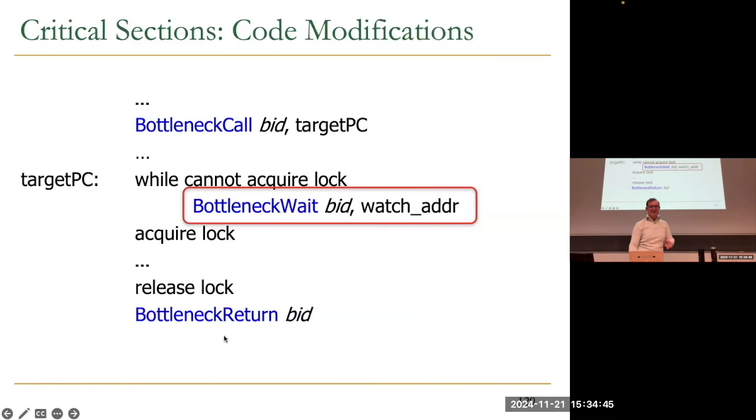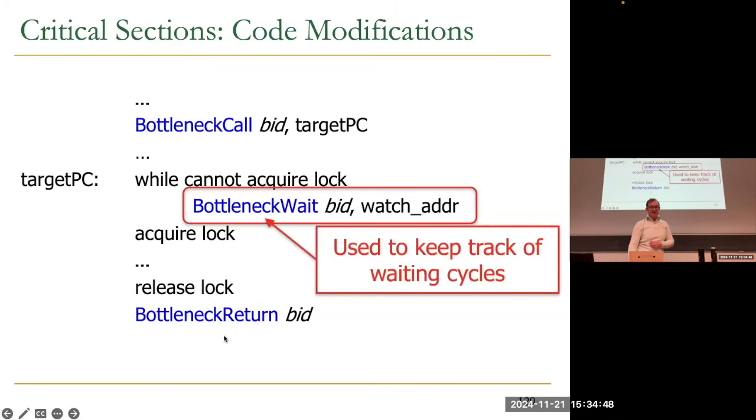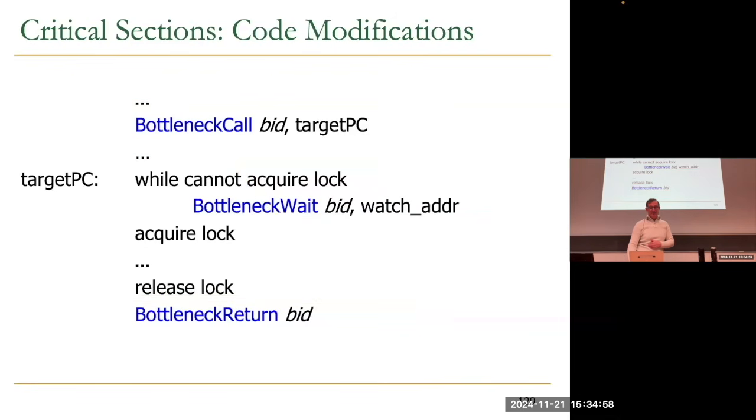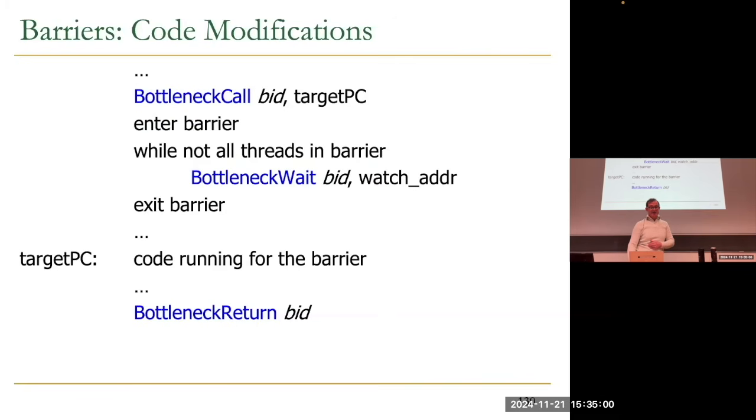So now we have changes to the instruction set to enable this. This is used to keep track of waiting cycles, and these are used to enable acceleration. Sounds good, right? And this simple mechanism can actually be used not just for critical sections, but also for barriers. This is an example where you have a barrier. A little bit more complicated, but again, if you look at the code, it's not that bad.